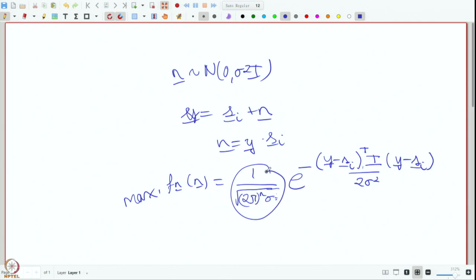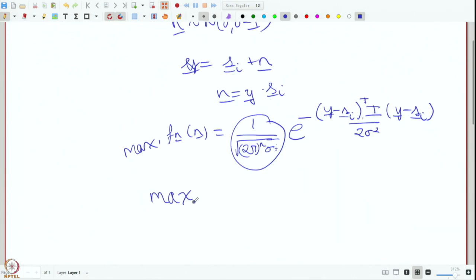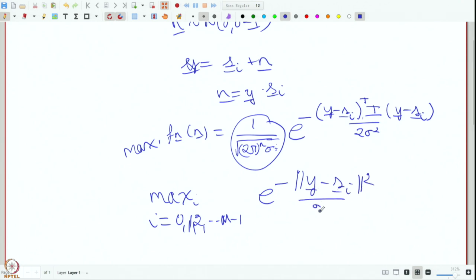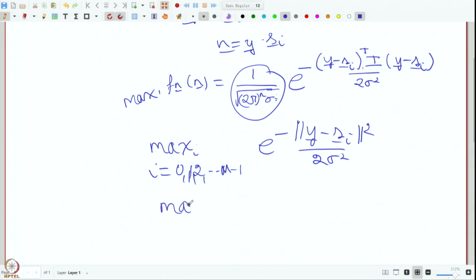This particular thing is a constant that doesn't depend on I. I want to now find which I was sent. So what I am going to do is maximize over I equal to 0, 1, 2 and so on up to M minus 1, e to the power minus, and because there is just identity, it's (y minus SI) transpose (y minus SI), which can be written as norm y minus SI squared by 2 sigma square. But here, this doesn't depend on I, so all I need to do is take log, and then I get maximize over I minus norm y minus SI squared, which is the same as saying minimize over I norm y minus SI squared.